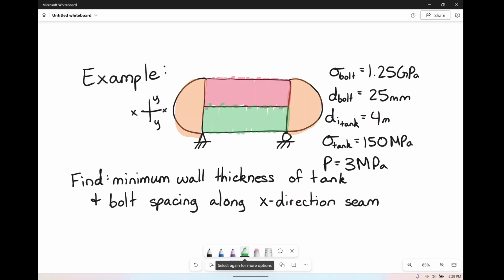These bolts have a strength of 1.25 gigapascals. They have a diameter of 25 millimeters. The tank itself has an inside diameter of 4 meters, and the stress that the material it's made of can hold is 150 megapascals. The pressure inside the tank is 3 megapascals. We want to know what the wall thickness of the tank is. And then, because it would be even cooler to go a little step further, what's the bolt spacing along the X direction seam? We're talking about this seam right here. How many bolts do you need to keep this tank from exploding apart? So that one's kind of cool.